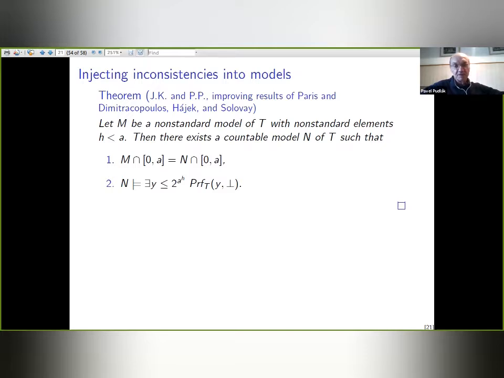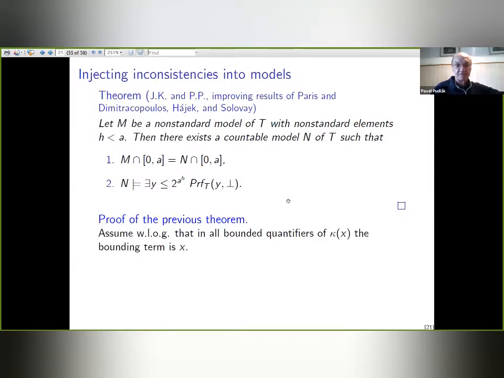So now I should say that we are not talking about the length of proof, but about Gödel numbers. But in terms of length, if you stated it using length of proof, it would also be an exponential bound. So this looks definitely similar. So how do we prove the previous theorem?